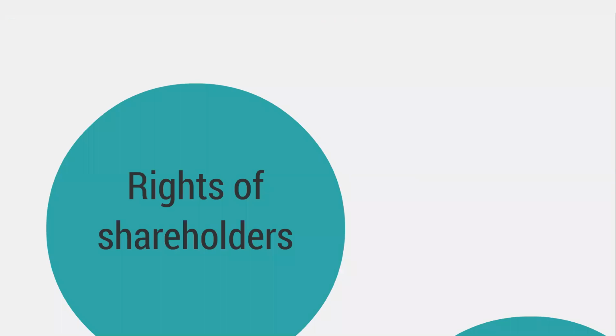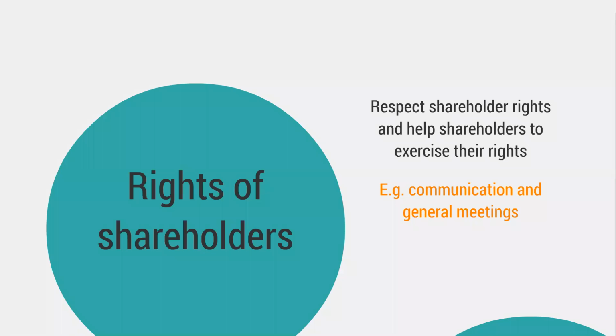So basically, what the OECD are saying with the rights of shareholders is that the corporate governance framework should ensure that organizations respect the rights of shareholders and help the shareholders to exercise their rights. Now, they can help shareholders exercise their rights by openly and effectively communicating information and by encouraging shareholders to participate in general meetings, because of course shareholders are the owners of the company.